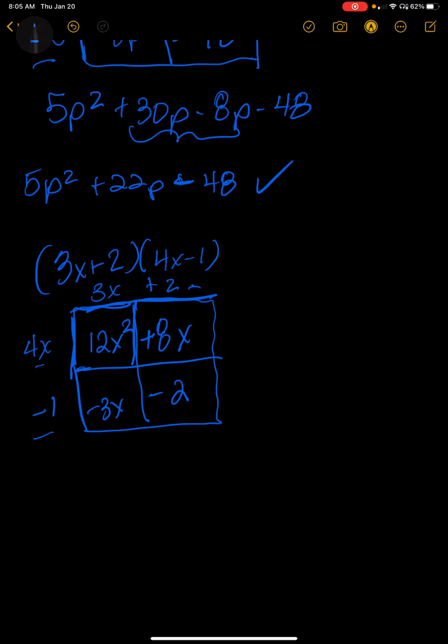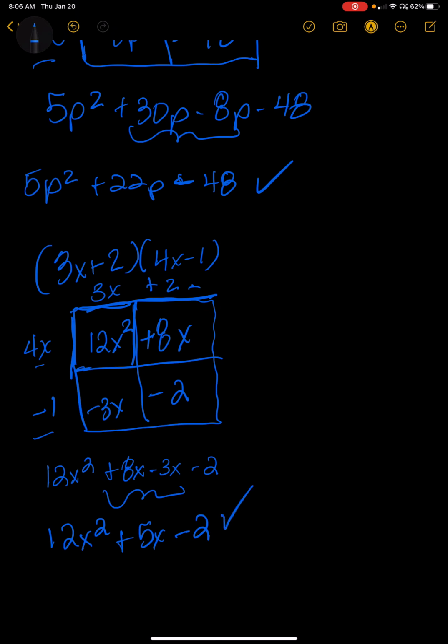Sorry about that, guys. So now we can bring it out of our area model and we have 12x squared plus 8x minus 3x minus 2. Combine our like terms: 12x squared plus 5x minus 2. Is that what we started with? Look back at number 12. Yes. So it checks.